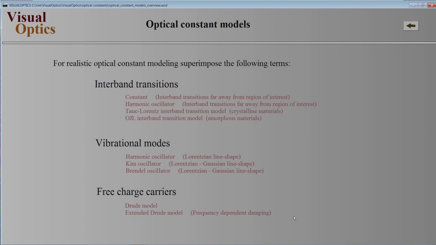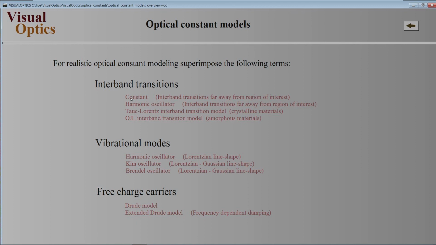Optical modeling usually requires that we superimpose several models for interband transitions, for vibrational modes, and for free charge carrier excitation. The situation is not really very complex because I will recommend only a few models. We have seen that in some cases, especially in the infrared, sometimes just a constant is a very good approximation. So, for example, silicon in the mid-infrared is characterized by a refractive index which is almost constant at 3.4.